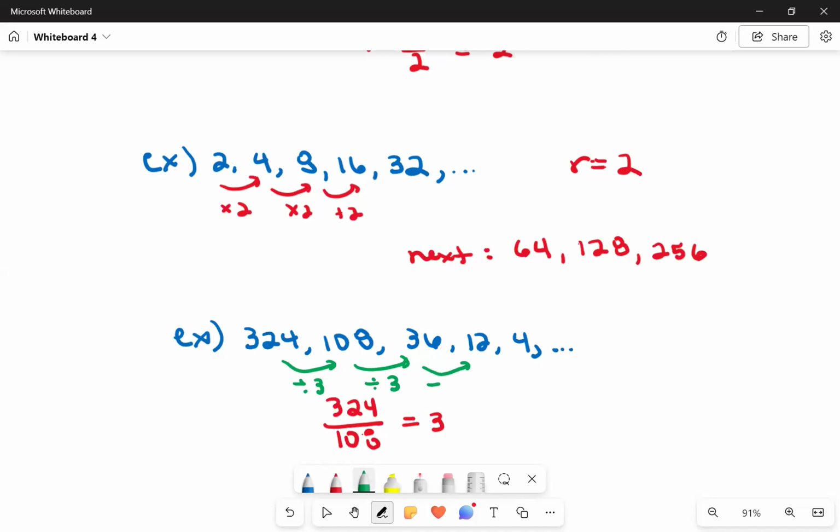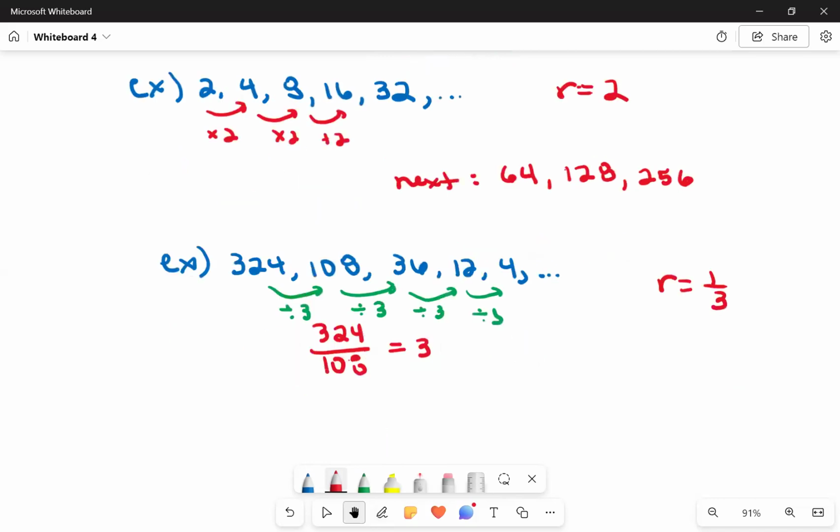The common pattern is they're dividing by 3 every time. So in this case, the ratio is 1/3. Remember, I said we're going to write it as a fraction when we're dividing. Okay, so to get to the next term, I'm going to divide 4 by 3.